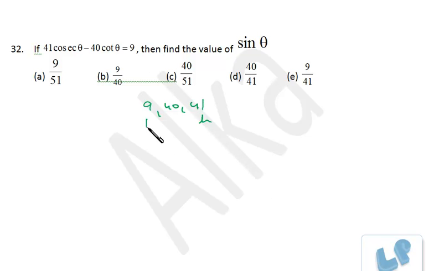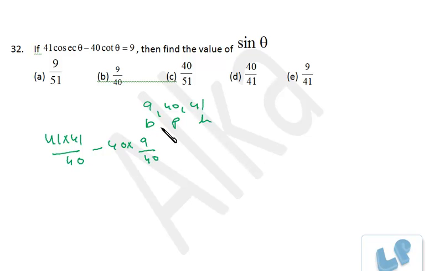First of all, we assume this to be base and this to be perpendicular, right? So cosec theta will be what? Opposite of sin theta. Sin theta is what? 40 by 41. So cosec theta will be 41 by 40. So 41 into 41 by 40 minus 40. Cot theta will be what? Opposite of tan theta, that means reciprocal of tan theta. Tan theta is what? 40 by 9. So that will be 9 by 40. So by this calculation, we won't be getting 9, right?